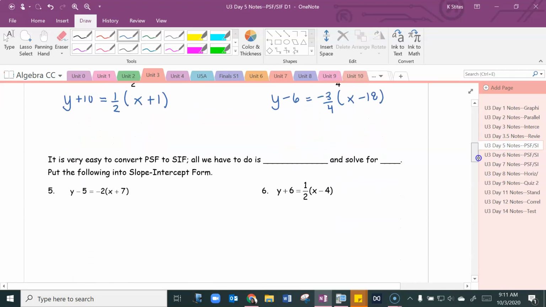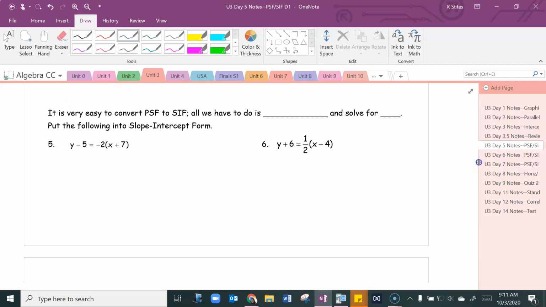Now, let's say you wanted to convert point-slope form to slope-intercept form, PSF to SIF. All we have to do is distribute and solve for y. So let's take a look at these two equations. Both of these are in point-slope form, PSF, because they have parentheses. If I want to move this to slope-intercept form, SIF, I just have to do 2 things, distribute and solve for y. So step 1, distribute.